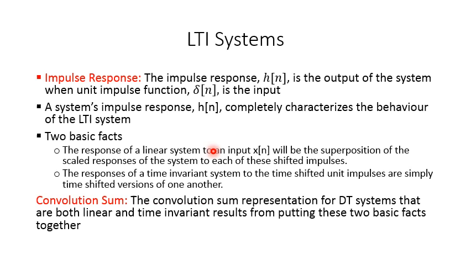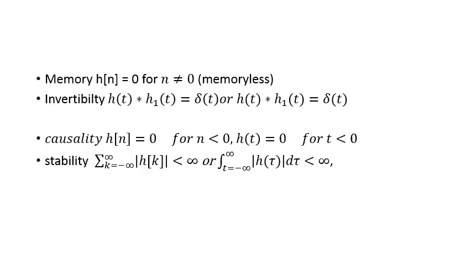For the case of discrete LTI system, using the convolution sum, we can find out the output of the system. Or for the case of continuous time LTI system, using convolution integral, we can find the output of the LTI system. Because we say that impulse response completely characterizes the behavior of LTI system.